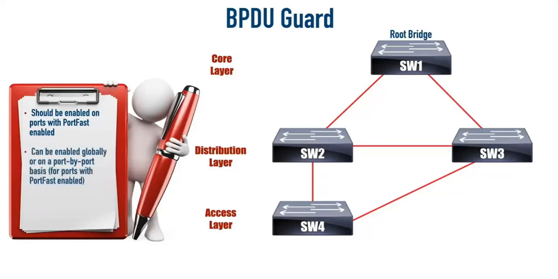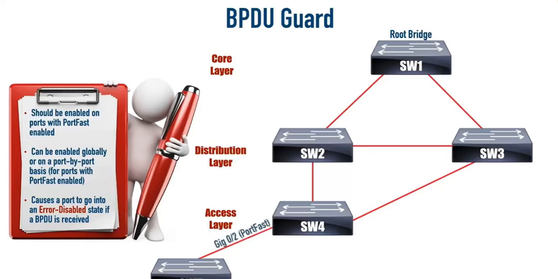And we can enable this ourselves on individual ports, or we have the option of enabling it globally. And when I say globally, I mean that we can enable it on all ports configured for PortFast. And with BPDU Guard enabled, what if somebody does plug a switch into a port configured for PortFast? Well, that port is going to go into an error disable state, which is going to prevent that layer 2 loop.